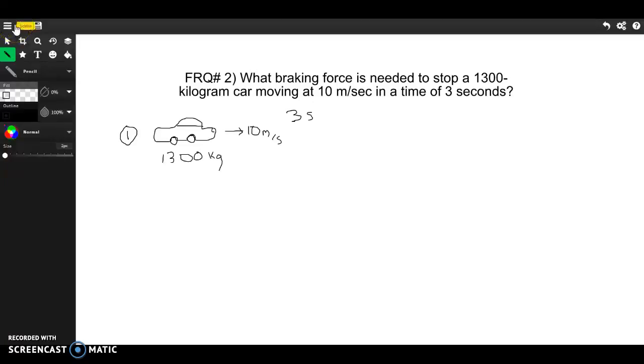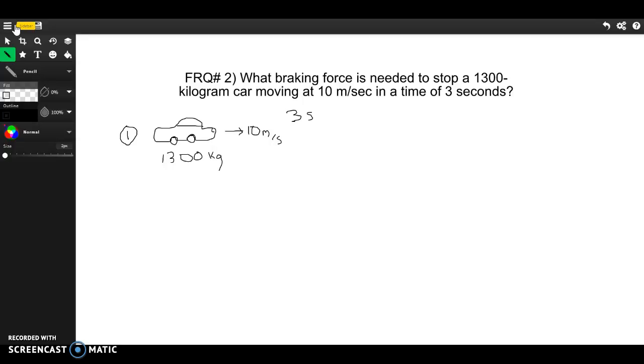Alright, now let's go to the second FRQ question. This one asks, what braking force is needed to stop a 1,300 kilogram car moving at 10 meters per second in a time span of 3 seconds? So I've already drawn it out.